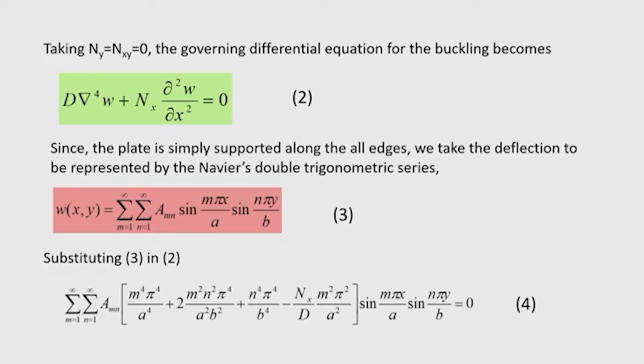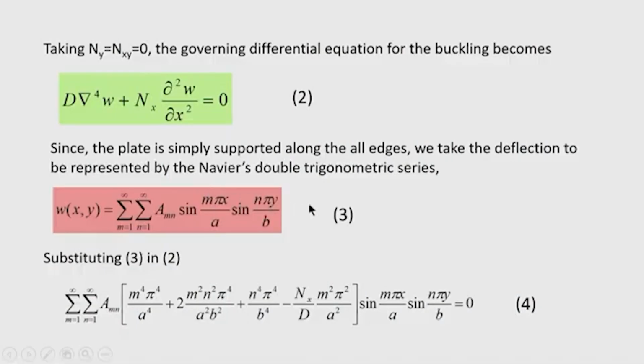If I take the mixed derivative of this function with respect to x and y 2 times, then we will get 2 into m square n square pi to the power 4 divided by a square b square. So, this term is obtained after taking the cross derivative or mixed derivative. What is mixed derivative? That is, in the derivative function both differentiation with x and y appears.